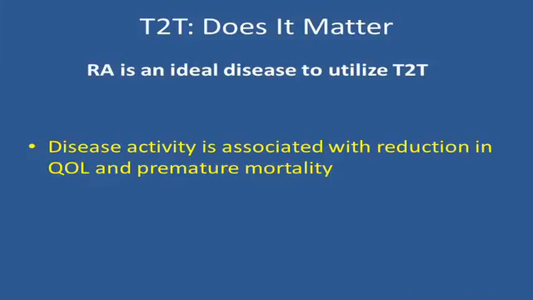So rheumatoid arthritis actually is an ideal disease to try to develop a treat to target approach. We know, and I'll show you just one set of data, and there are multiple data sets which show that disease activity is associated with reduction in quality of life and premature mortality.